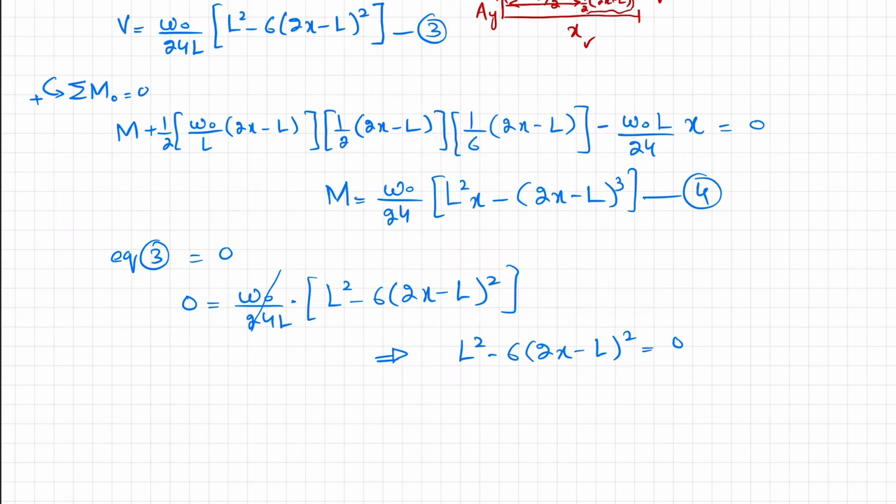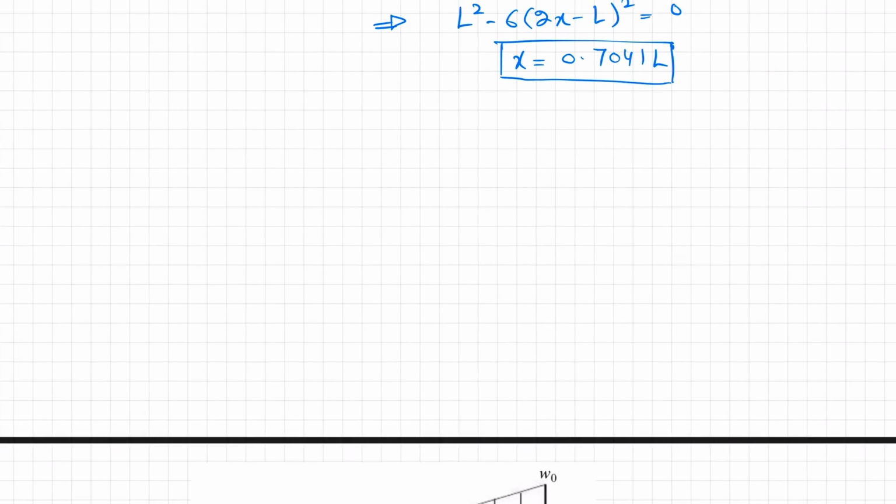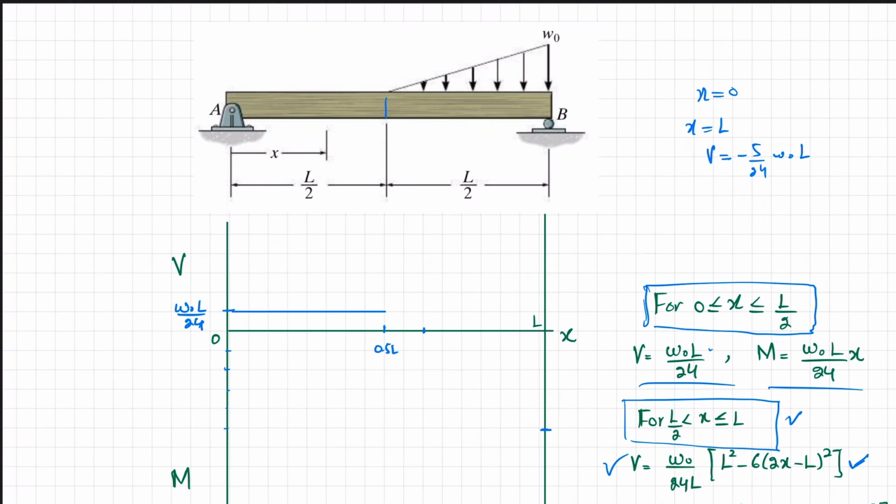And again, if you solve it, you will get x is equal to 0.7041 L. Means at x is equal to 0.704 L, your shear force will be equal to 0. So we will also draw it. This is 0.5, again 0.67. Let this be 0.7. So at this point, you can see this will be 0.